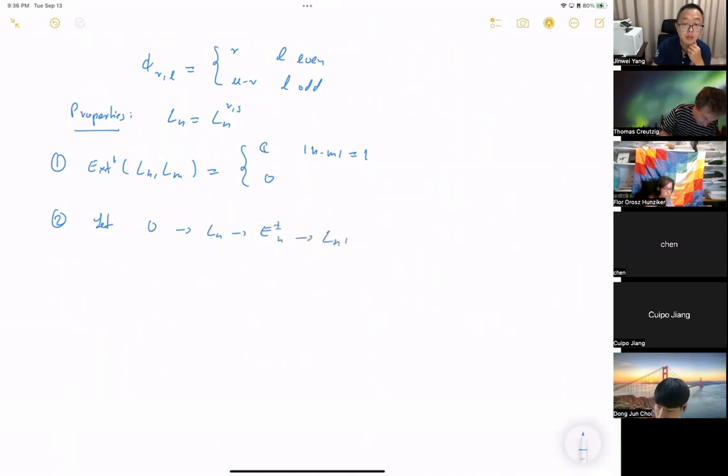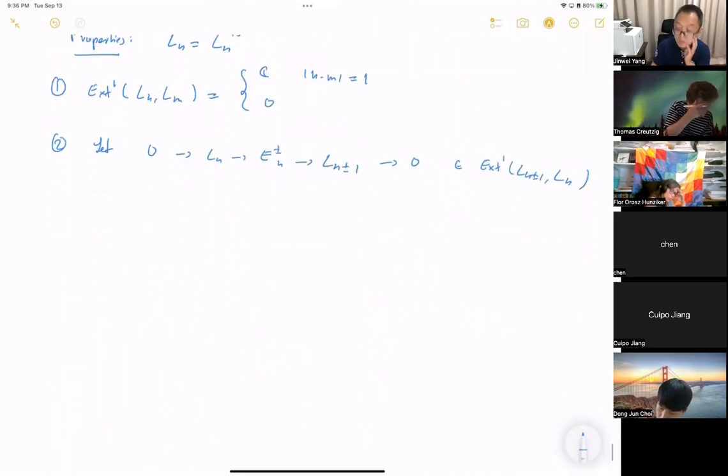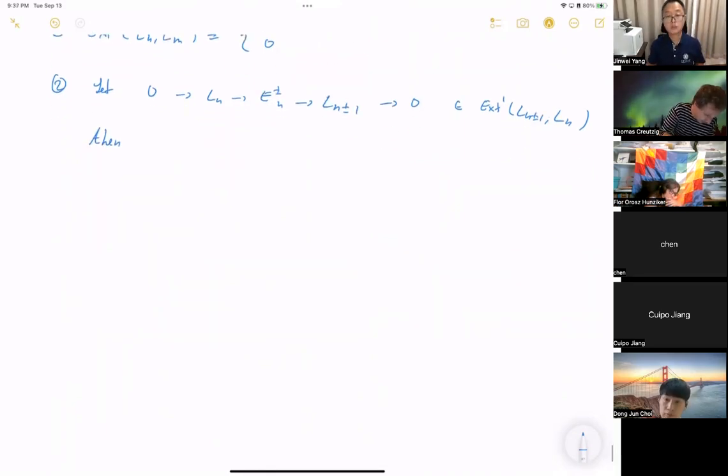Now, we denote the module corresponding to these extensions by E^{±}_n. So this here is the non-trivial non-split short exact sequence extending L_n by L_{n±1}. And then using the criteria before, one gets a list already of a bunch of Ext^1 groups that vanish.